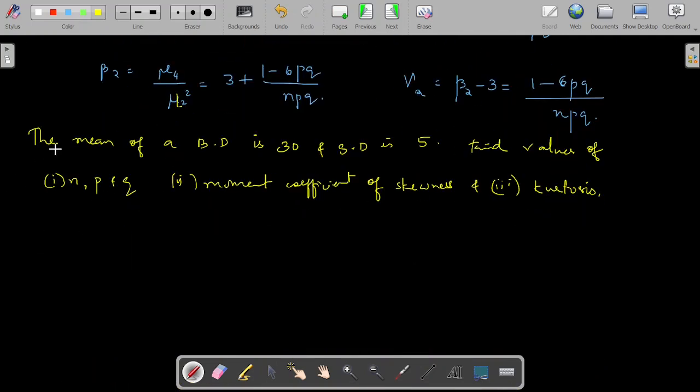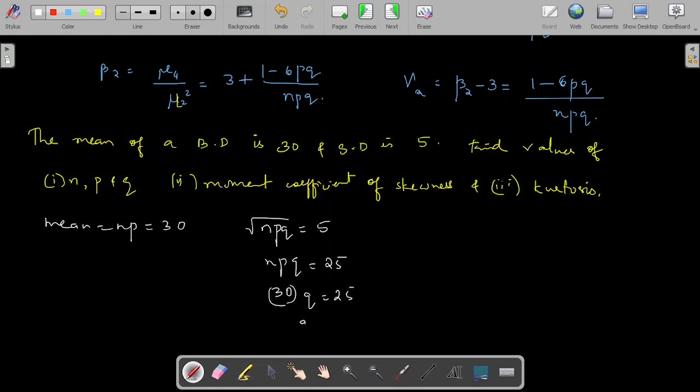See one problem. The mean of a binomial distribution is 30 and standard deviation is 5. We know that mean is equal to np, which is given as 30, and standard deviation square root of npq equal to 5. You have to find the values of n, p and q. Squaring on both sides, npq equal to 25. np is 30, so q equal to 25 by 30, that is equal to 5 by 6.